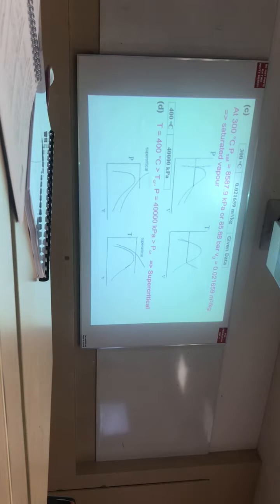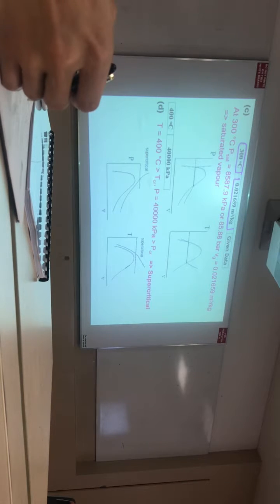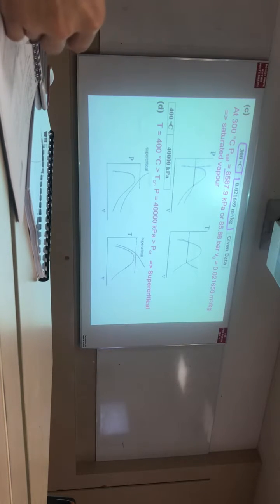Okay, this question, take a look. One intensive property, 300 degrees Celsius, and one specific property. One specific property is given, V. An intensive property is 300. So at 300 degrees Celsius, you go to the table, then you can see saturated pressure is 8587.9 kilopascal, Vg is 0.021659, and Vf has some value, right?